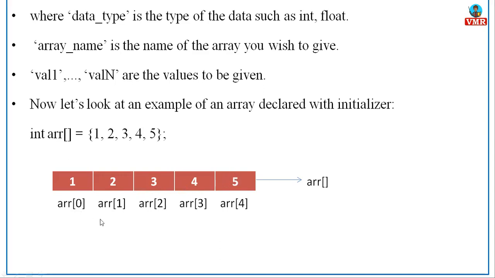But the condition we had seen for arrays is that arrays take the positioning or index values from 0. So for 5 elements, we will go up to index 4, right? These 1, 2, 3, 4, 5 are nothing but your array elements, and ARR with the brackets is nothing but the array name. So this is how a single dimensional array will look.